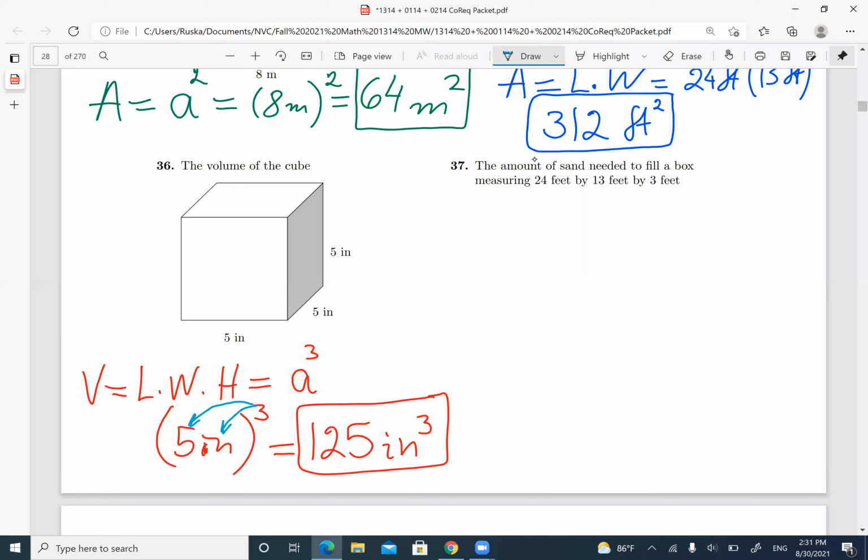Okay. Let's go ahead and do the next one. The amount of sand needed to fill a box. If you're going to fill the box, is that volume or area or perimeter? What is it? Volume. Good job. And I'm going to draw a little box here. So we have 24 by 13 by 3. So this is the dimension of the box. We have feet, everything is feet.